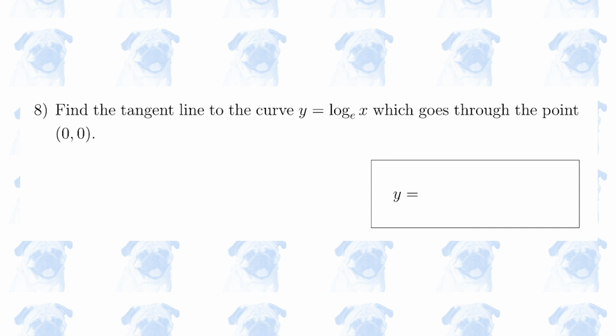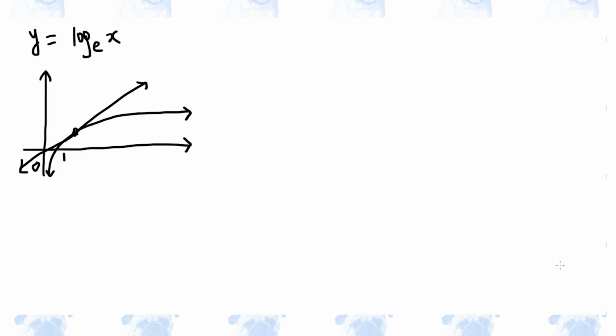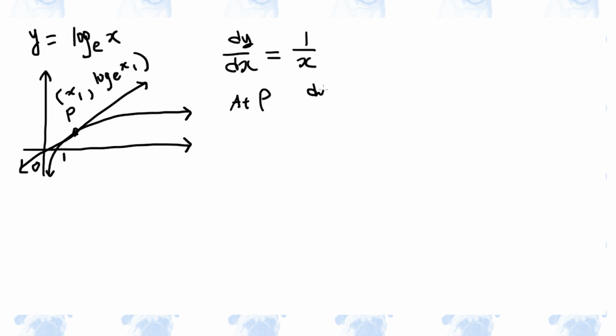Section 1, number 8. In order to find the equation of the tangent, let's differentiate y. So let's define the coordinates of the point of tangency. Let's call its x-coordinate x sub 1, and its y-coordinate log base e of x sub 1. And let's call this point P. At P, dy/dx is 1 over x sub 1.